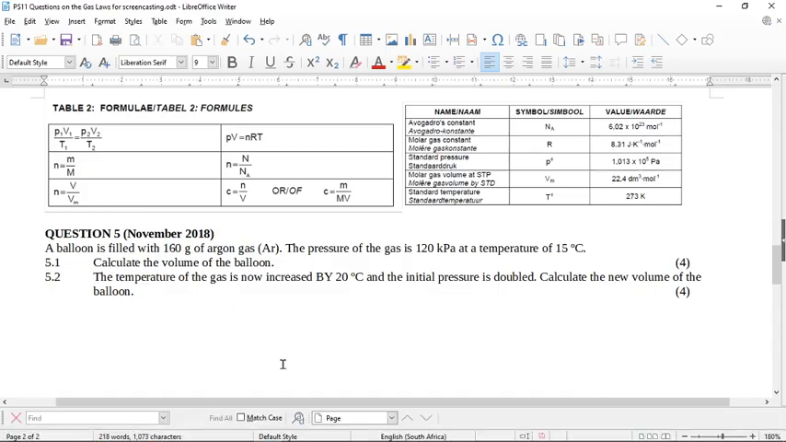Okay, let's look at this question on the gas laws from November 2018. It's question 5 from November 2018. Here are my formulas for the gas laws. Here are my constants that we need to know. So let's have a look here.